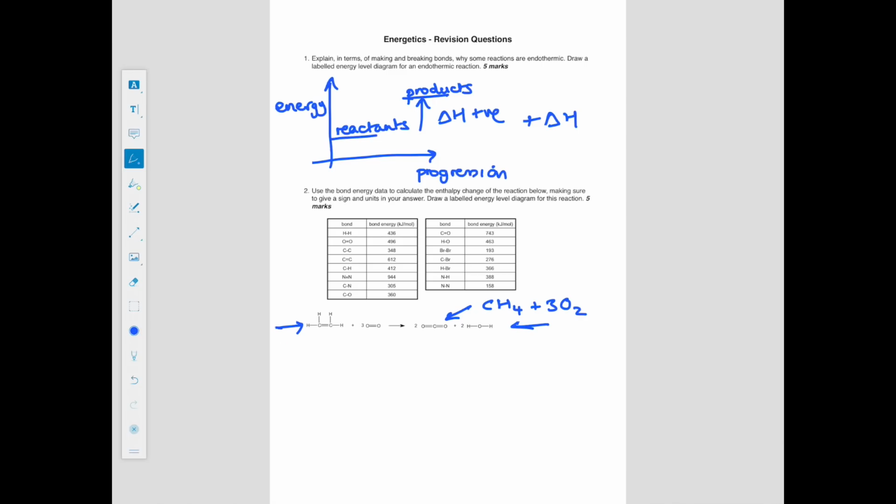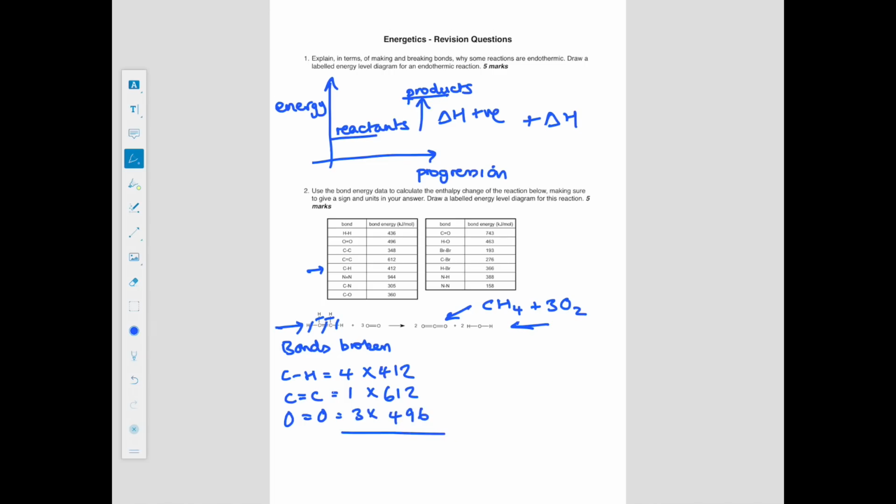So let's have a look at the bonds broken first of all. And so just start by listing the bonds. So we've got CH, and how many do we have? Well, we've got 1, 2, 3, 4, and I do like to cross them off just to make sure I've got them all. Then look into the table, and it's 4 times 412. Then we've got 1 C bond, which is 612. And then we've got 3 lots of the oxygen, so that's 3 times 498. Use your calculator to add it all up.